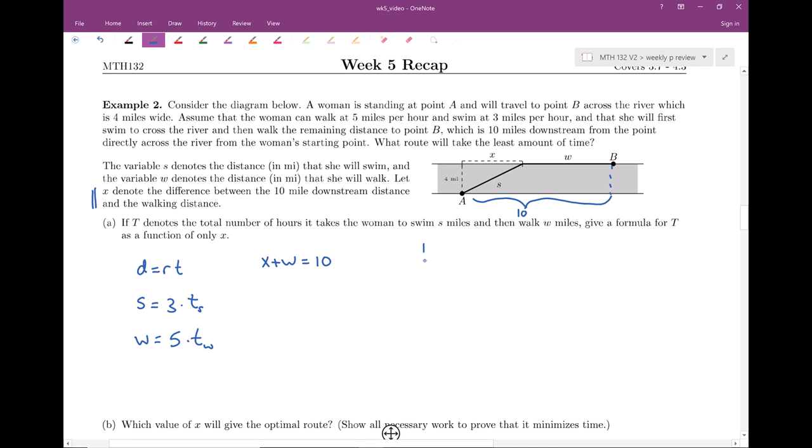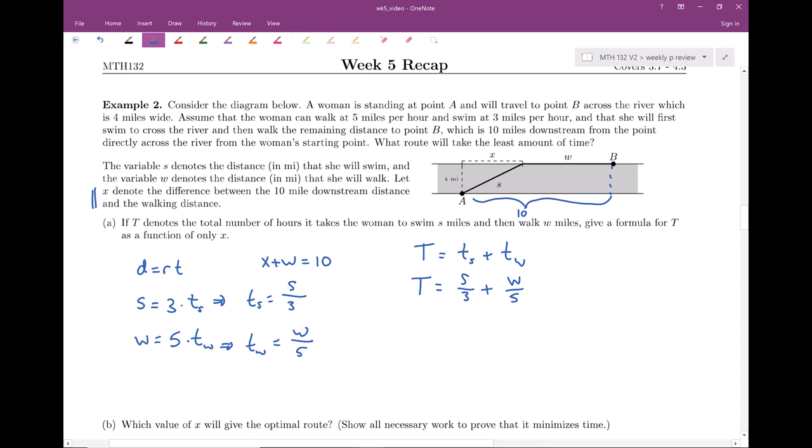So T, the total time, is going to be equal to the swimming time plus the walking time. That tells me I want to rearrange these and solve for T sub S, the swimming time. T sub S is equal to the swimming distance divided by 3. And the time it takes her to walk is the walking distance, W, divided by 5. So let's input these: S divided by 3 and W divided by 5.